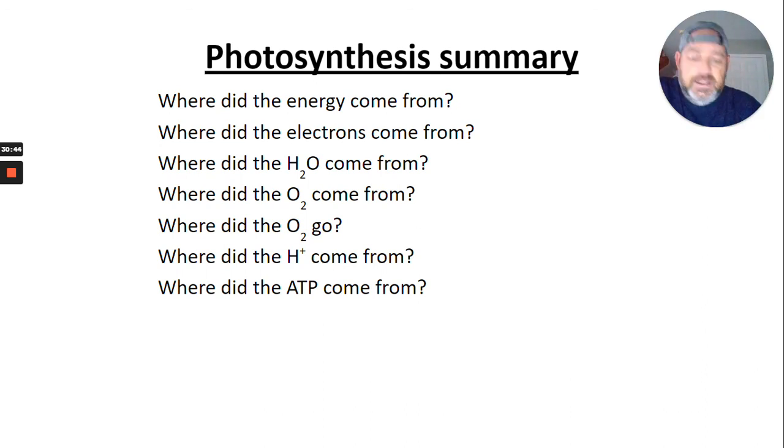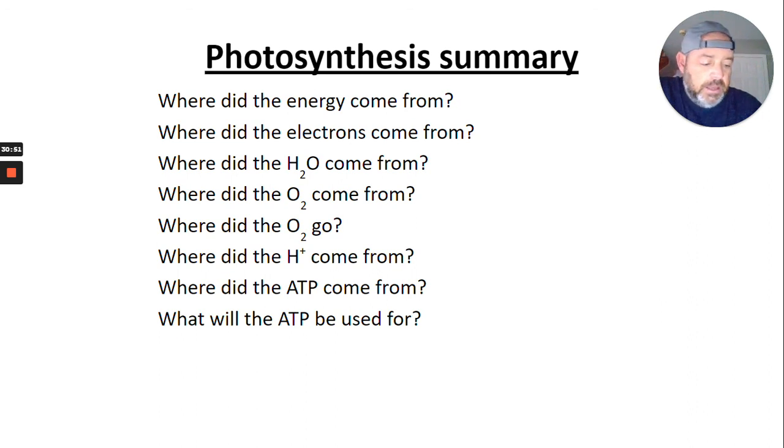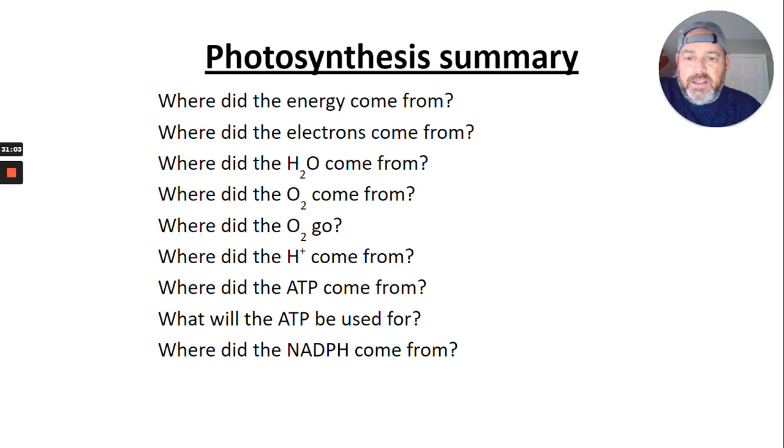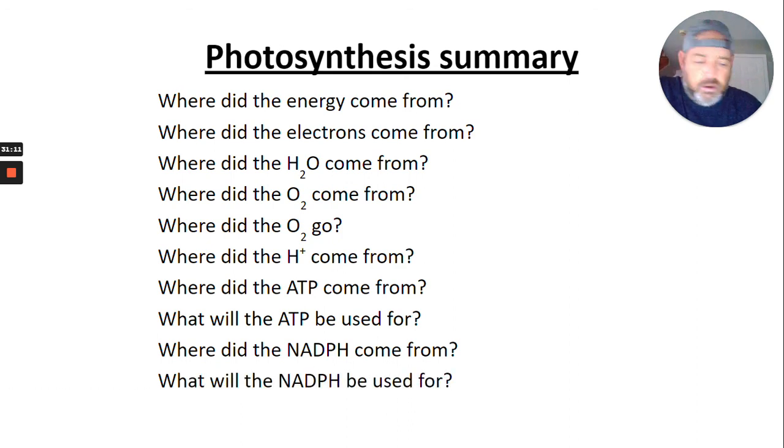Where did the ATP come from? Well, the gradient after you split the water and you build up that gradient of the protons. The protons run through the ATP synthase, make some ATP, and what will it be used for? Calvin cycle to build sugar. Where did the NADPH come from? It accepts the electron in the electron transport chain, and then it will also be used for building sugar in the Calvin cycle.